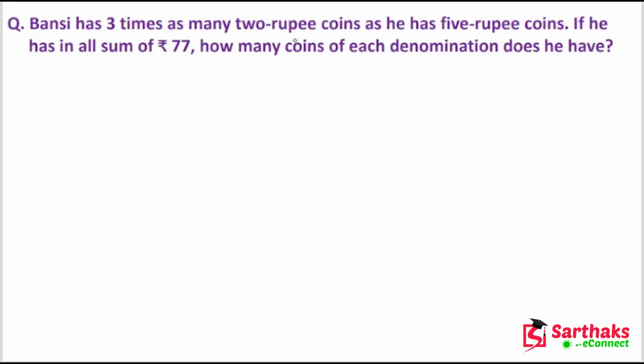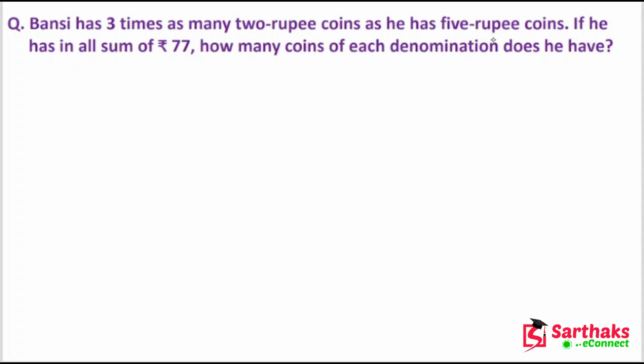Bansi has 3 times as many 2 rupee coins as he has 5 rupee coins. Now let us take that you have 10 5 rupee coins. Okay, you have 10 coins of 5 rupees each. So how much amount do you have? 50 rupees. Now he is saying that if you have 10 5 rupee coins, then you have 3 times 2 rupee coins. That is, you should have 30 2 rupee coins.